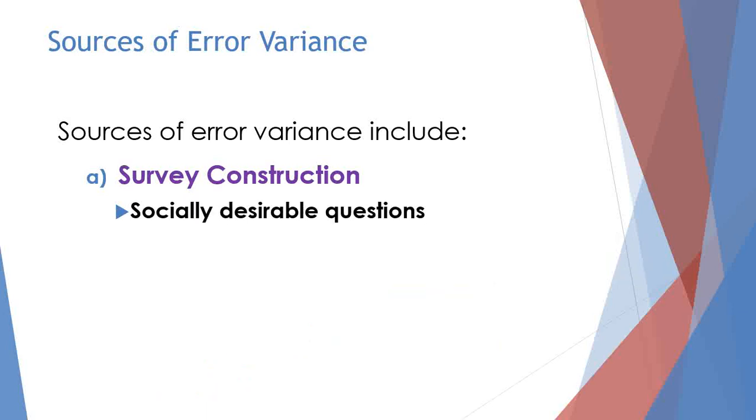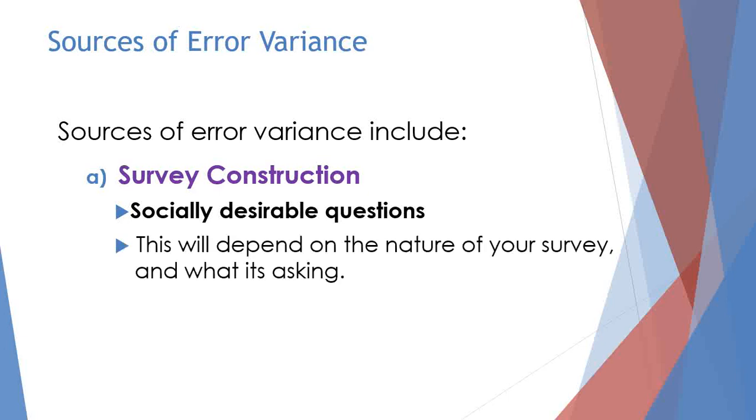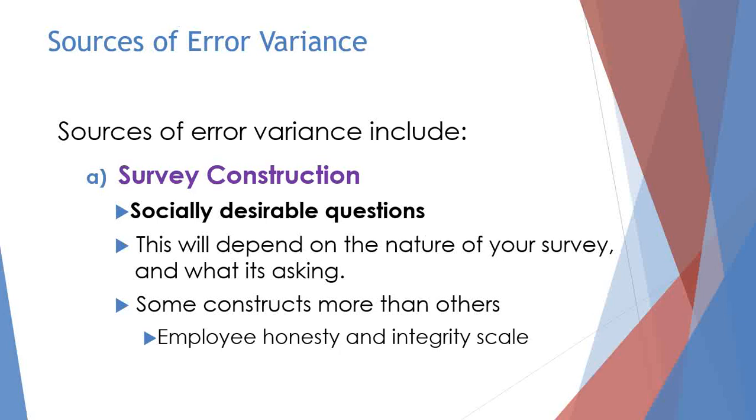Now, socially desirable questions, and again, I will cover this in greater detail later, but this would depend on the nature of your survey and what it's asking. It'll affect some constructs more than others. If you're just asking rather innocuous questions, well, then people will probably be open and honest. But if you're creating a new survey to measure employee honesty and employee theft, don't for a moment think that you're going to get honest responses to that. So that's one of the problems with many honesty and integrity scales. They have this degree of social desirability, and there are things we can do to control for that.